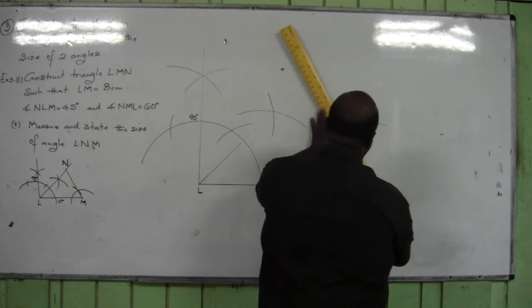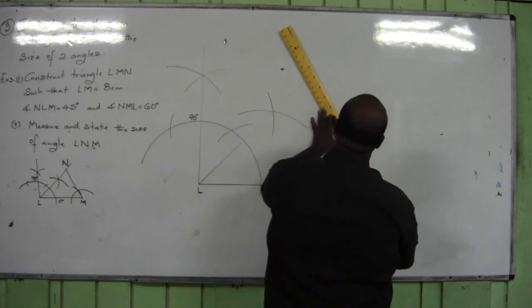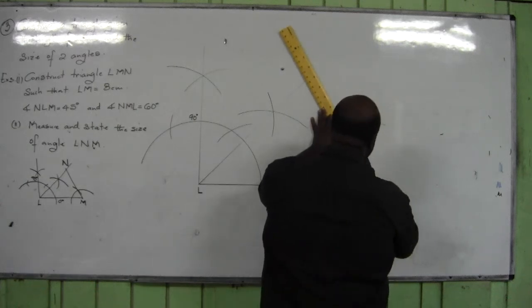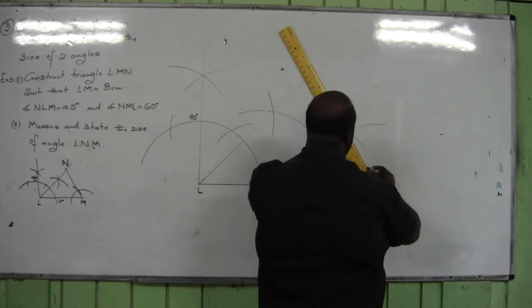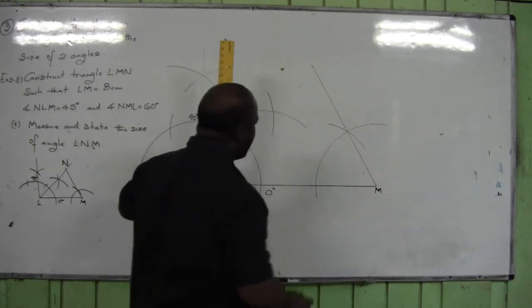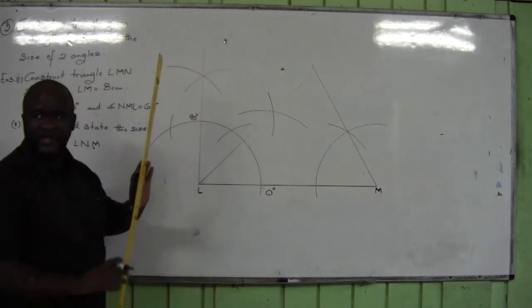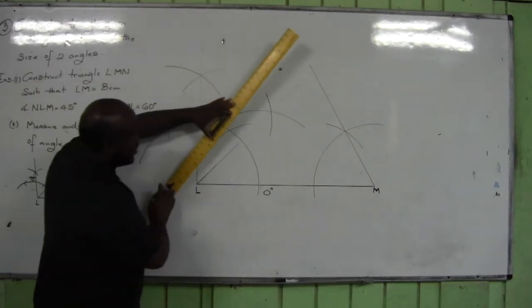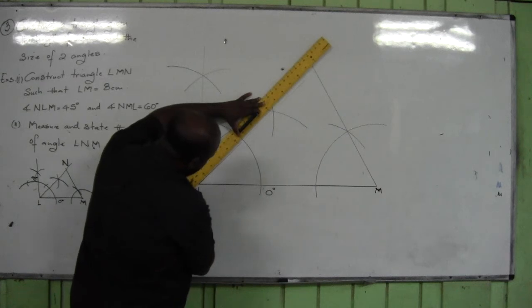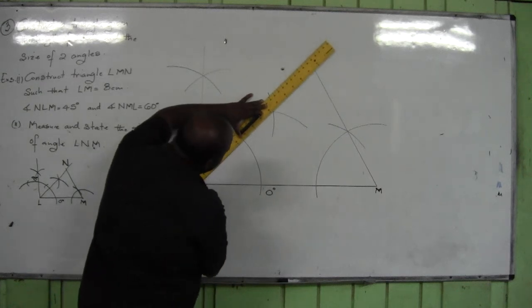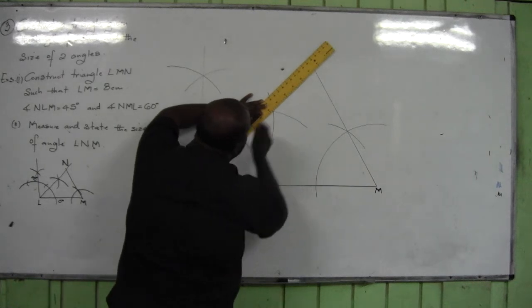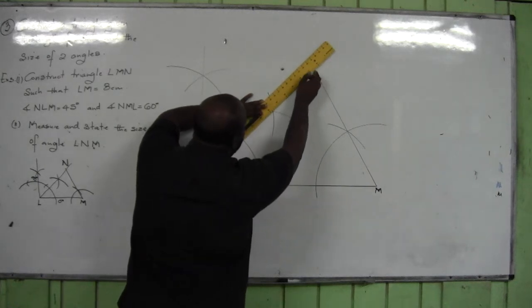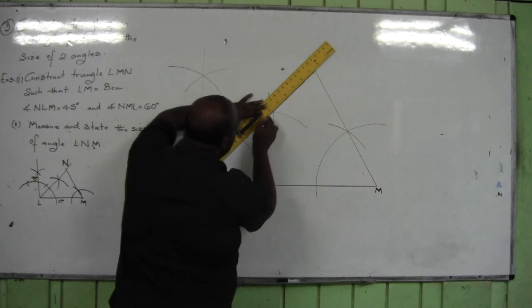So a line up. Alright, they didn't meet, so I'm going to have to draw this one longer. Line up again. And anywhere the two lines meet, that is when I'm going to stop.